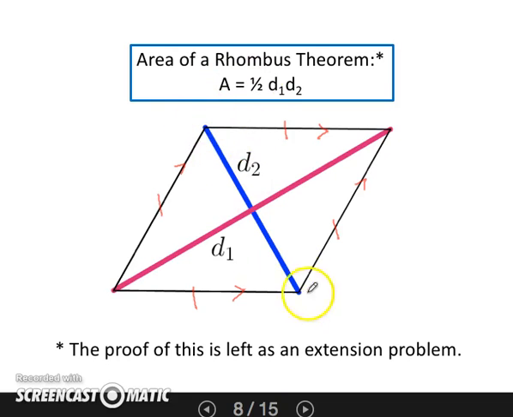If we draw the diagonals of a rhombus, then we can find the area of the rhombus using the measures of those diagonals. So the area of a rhombus is 1/2 times diagonal 1 times the measure of diagonal 2. Again, this proof is not very easy, so, well, it's not that hard either, but we'll leave it as an extension problem.